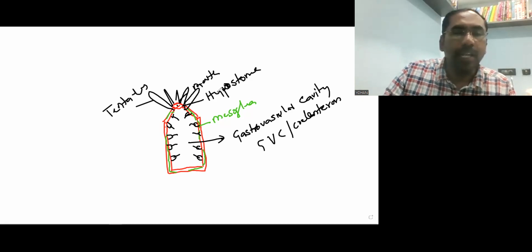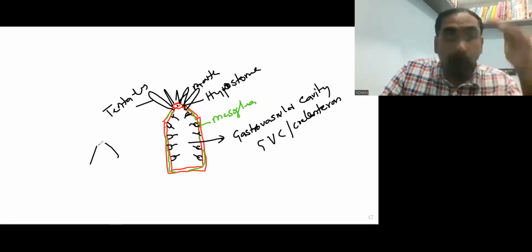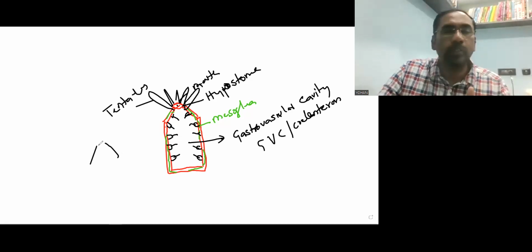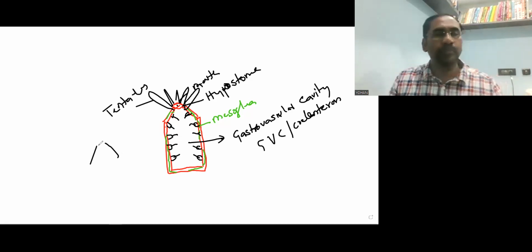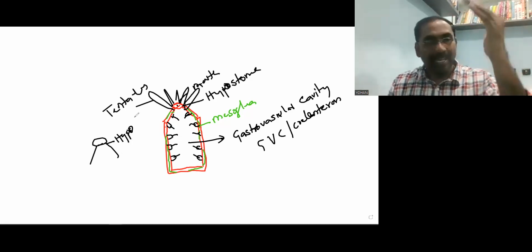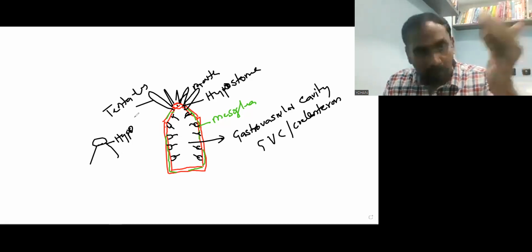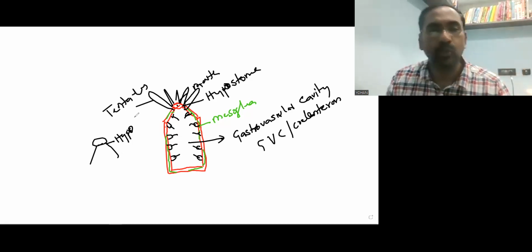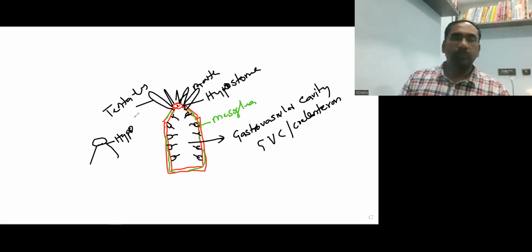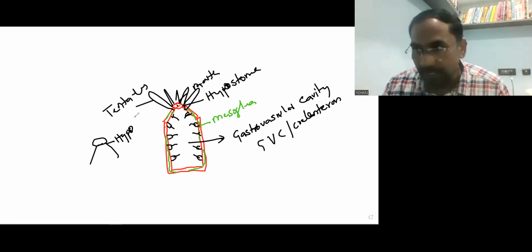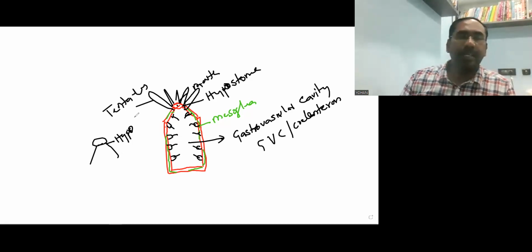See, this is the mouth. The point or the area below the mouth is called hypo. Hypo means below. Stoma means mouth. The area which is found below the mouth is called hypostome. That is surrounded by tentacles.